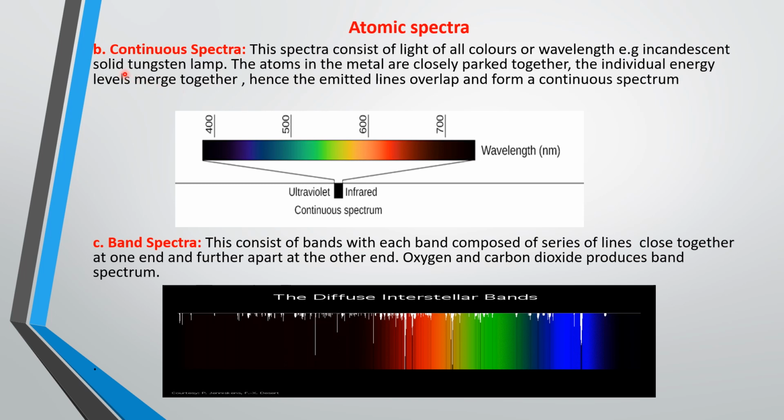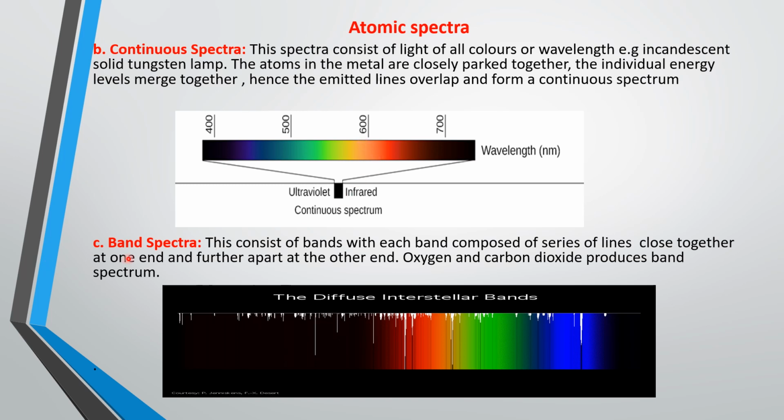Okay, so beside line spectra, we also have continuous spectra. This spectra consists of light of all colors or wavelengths, e.g. incandescent solid tungsten lamp. The atoms in the metal are closely packed together. The individual energy levels merge together, hence the emitted lines overlap and form a continuous spectrum. So if you look at this, you will see that this spectrum is continuous. There are no definite bands because the individual spectra overlap one another. So you now have a continuous spectra. So this is like a picture of a continuous spectra.